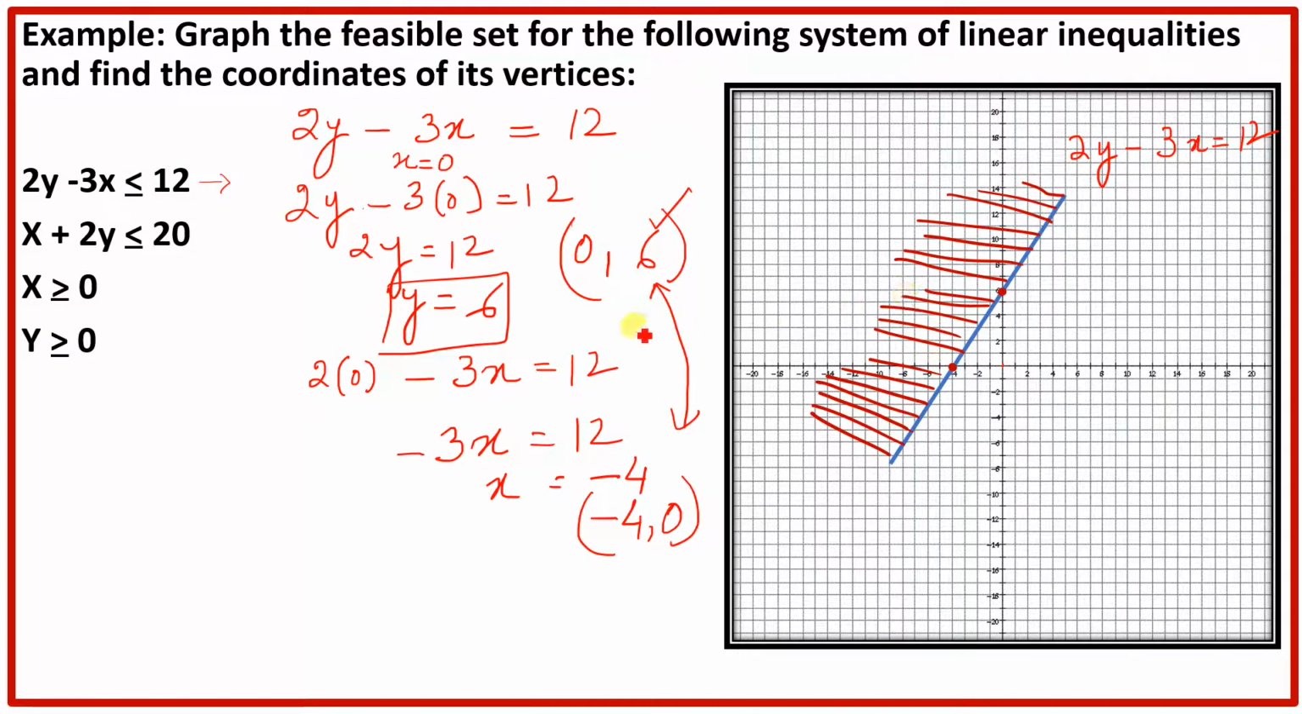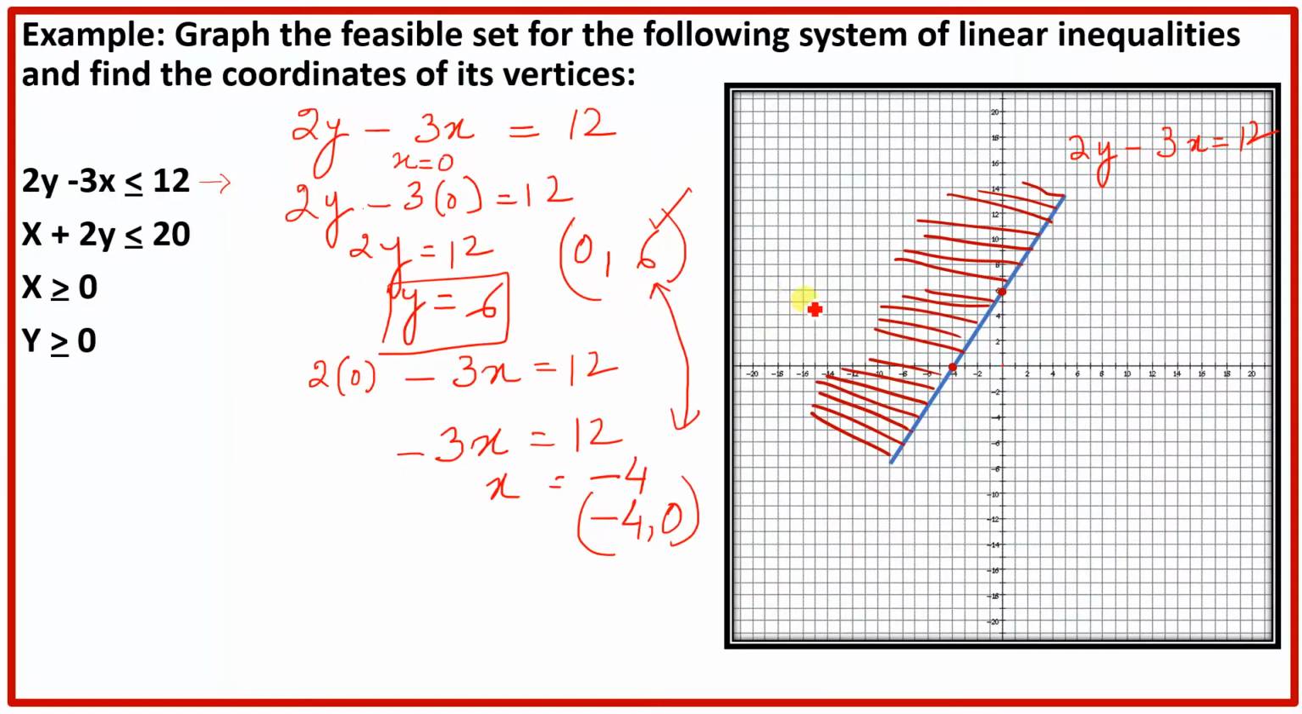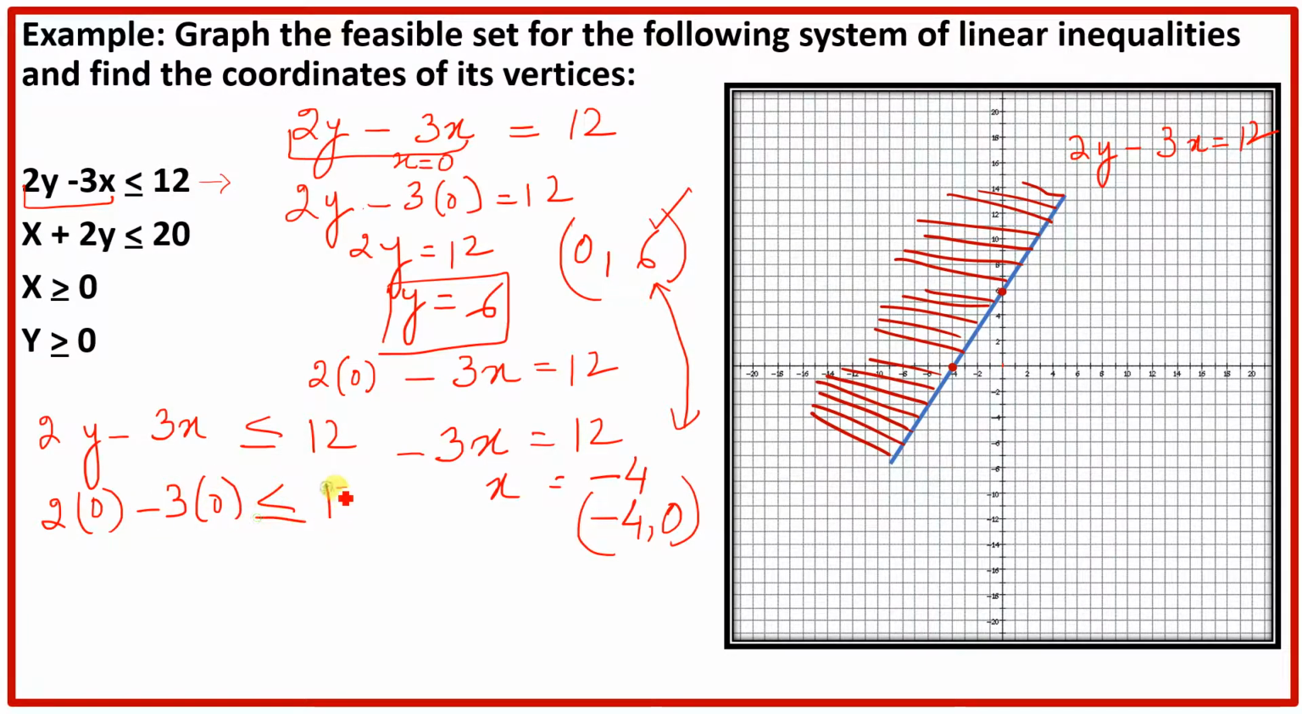Now the fourth step is to apply the test point 0, 0 to the left side. This is the left side: 2y minus 3x is less than or equal to 12. Putting 0 for x and y, we get 0 is less than or equal to 12. So this is true, because 0 is less than 12.